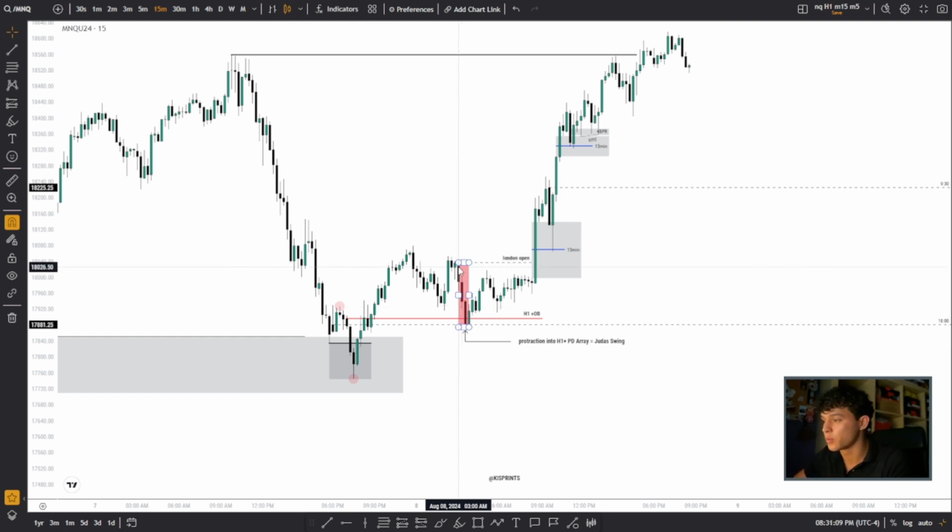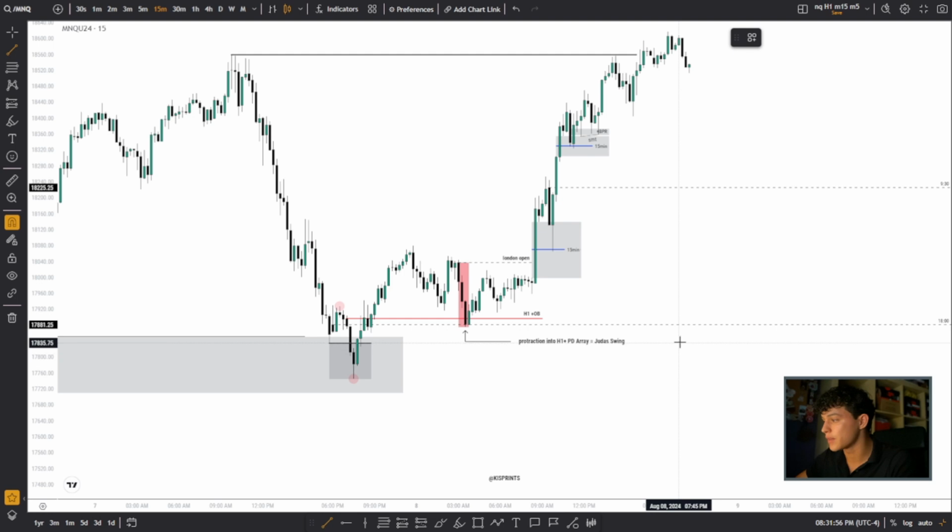At London Open, we instantly manipulated, right? Into what? Into our 1 hour order block, right? So that was our protraction into a 1 hour or higher PD array. And this is going to be our Judas swing for the day. Now we have established a bullish bias.